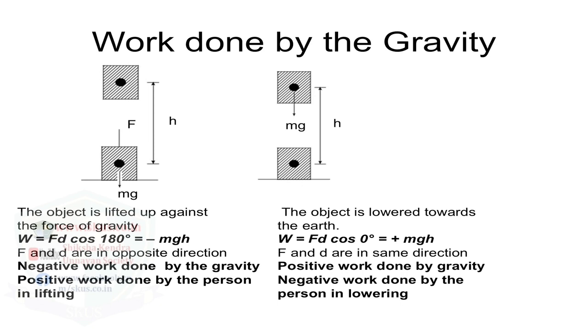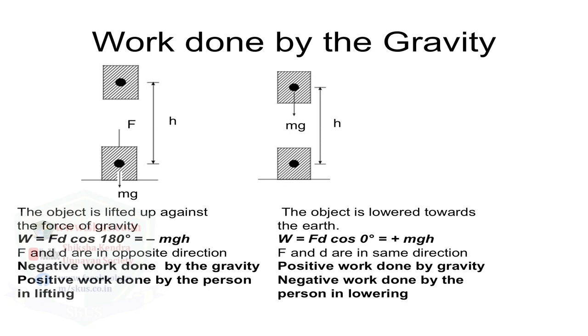So, what is the work done in this case? The thing to be observed is that the object is lifted against the force of gravity. Therefore, it is Fd cos 180 degree. The question arises, why is it 180 degree? Because F and d are in opposite directions.